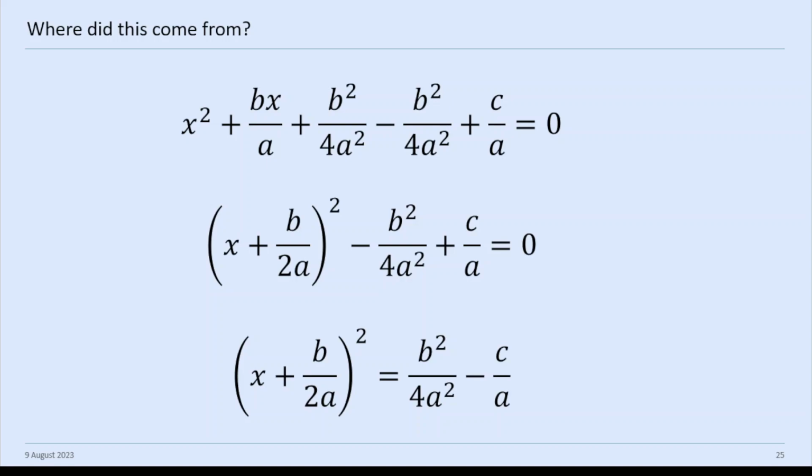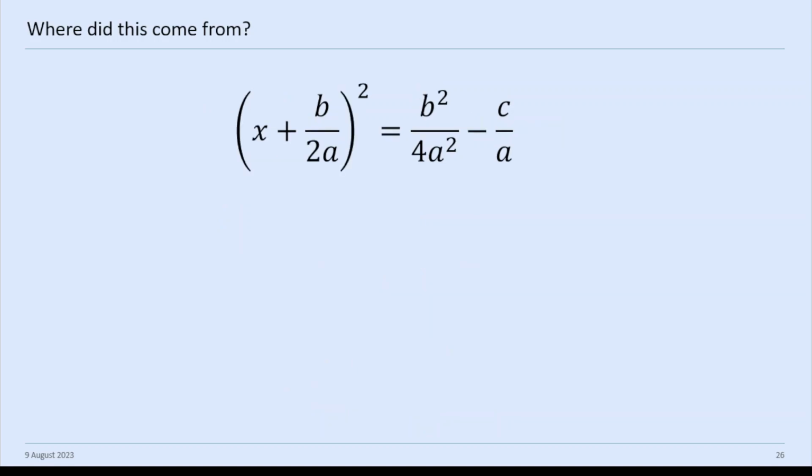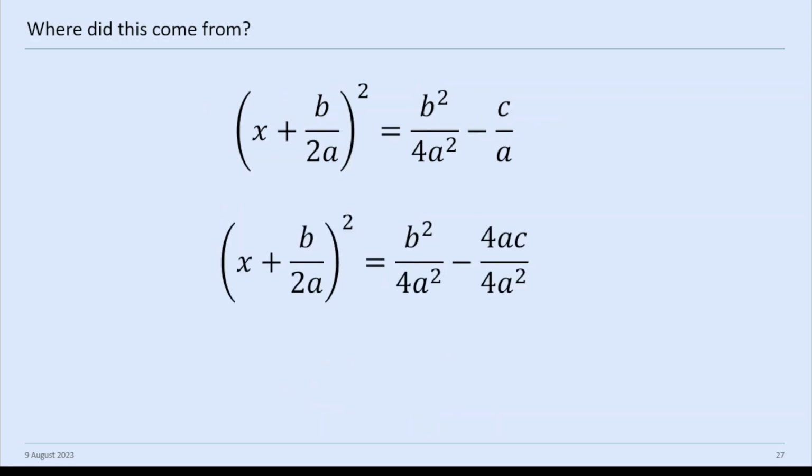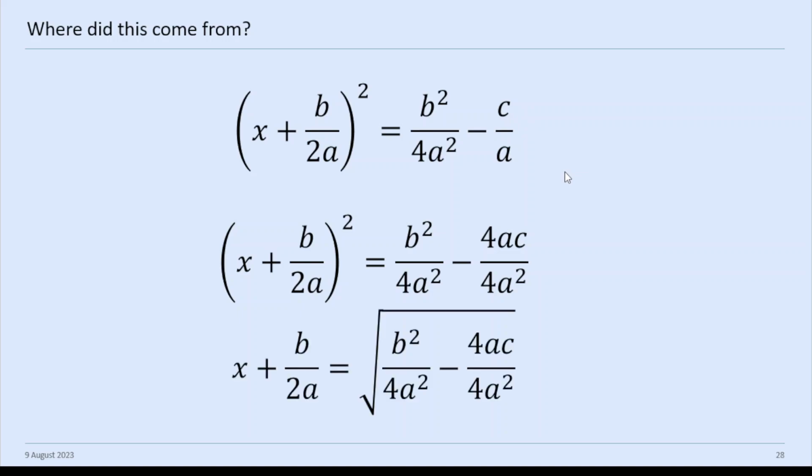And then we're just going to add b squared over 4a squared to both sides, and take c over a from both sides. Then basically we're going to put the right hand side over a common denominator of 4a squared. So we're going to multiply c over a, the top and bottom, by 4a. So you get b squared over 4a squared minus 4ac over 4a squared.